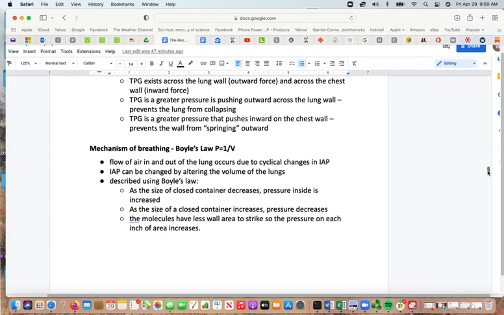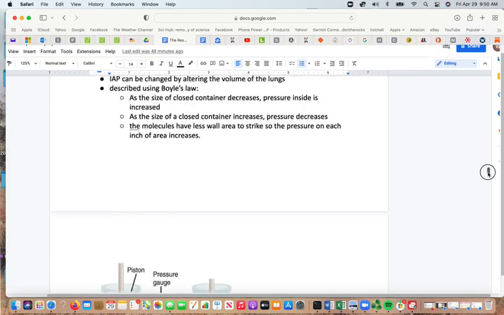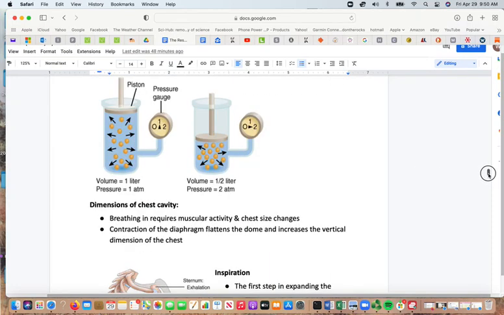If you have a closed container and the size decreases, the pressure inside is going to increase. If the size of the closed container increases, the pressure decreases. The molecules have less wall area to strike, so the pressure on each inch of area is going to increase. This is a nice visual of this: if you've got more space, the pressure is lower. If you decrease the space, the pressure is going to be higher.